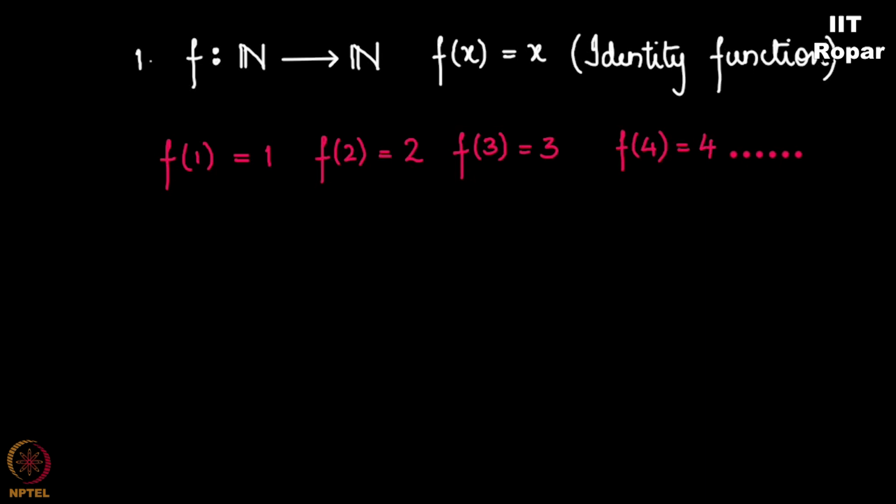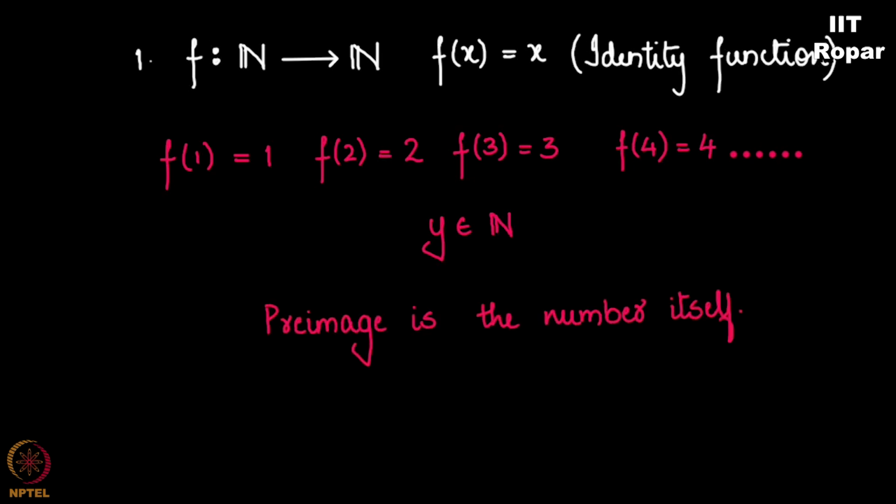So I have to find out if this function is onto or not. Consider any element y belonging to the codomain. Codomain is the set of all natural numbers. What will be its pre-image? We see that the pre-image is the number itself. Y will be mapped to y itself. And hence, every element in the codomain has the same element as its pre-image in the domain, and hence f is onto.